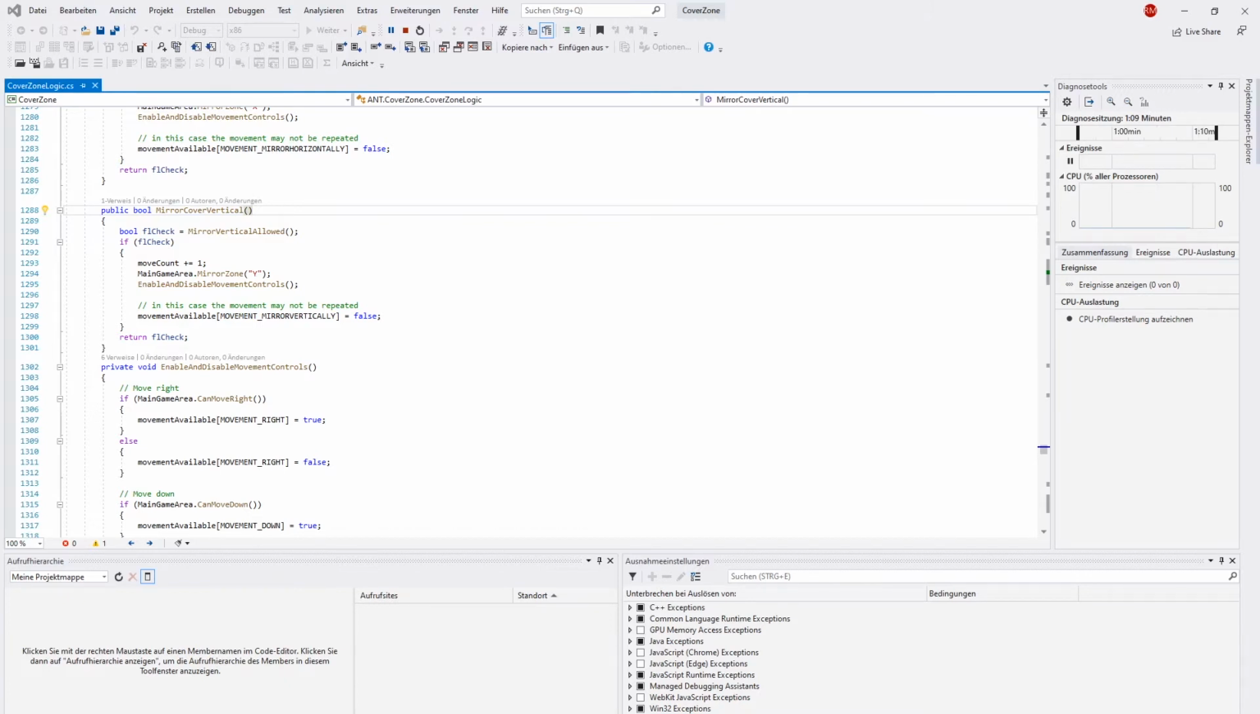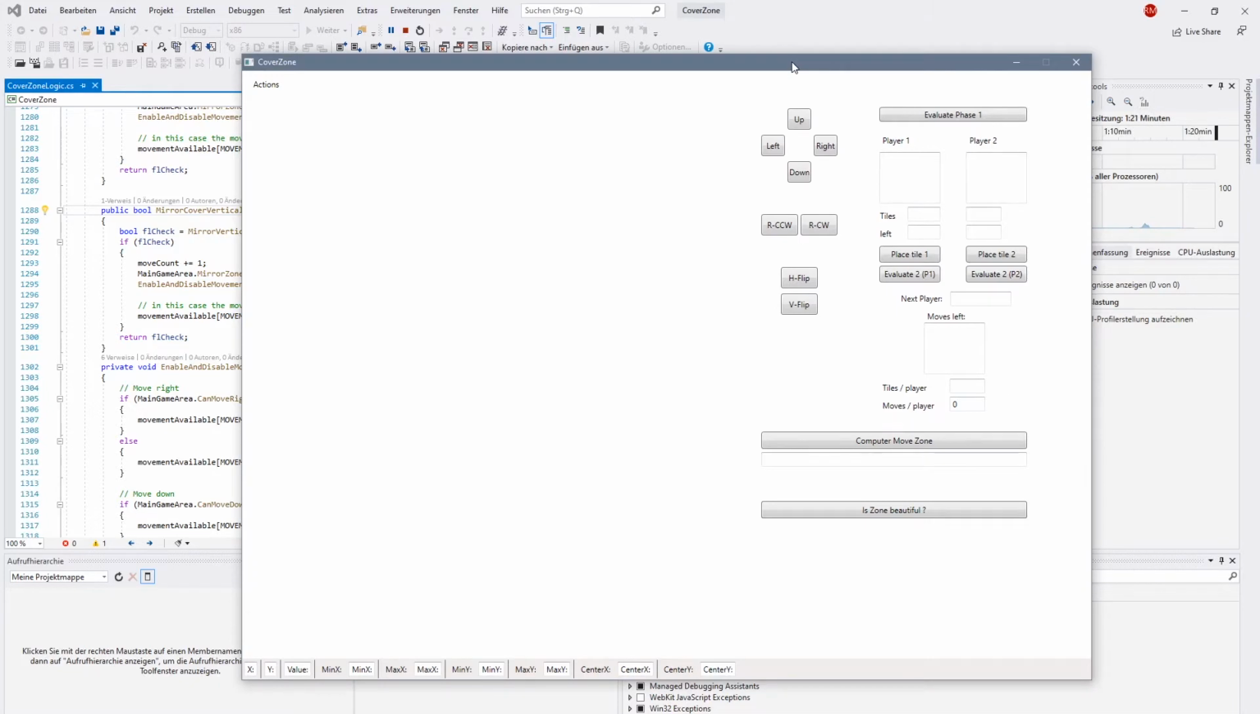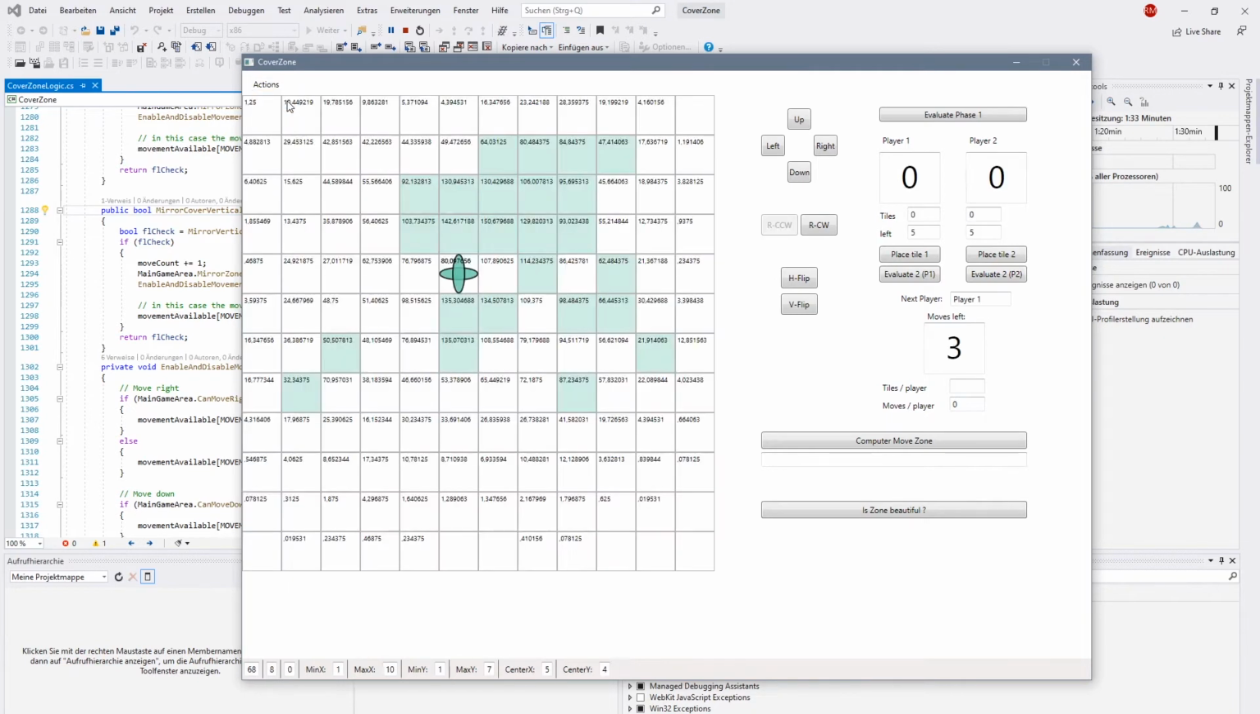Okay, so much about history and conceiving of the game. Now let's run it. This is the CoverZone Prototype 1 with full gaming engine, and I will now do two things. I will start a new game and I will switch over to Markus to demonstrate the game for you.